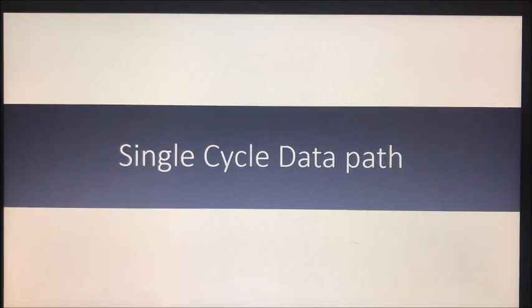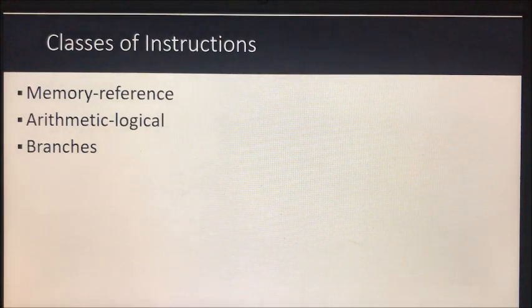In this video, we are going to learn about single cycle data path. Basically, there are three different types of instructions. One, memory reference instruction. Second, arithmetic logical instruction. Third, branch instructions.